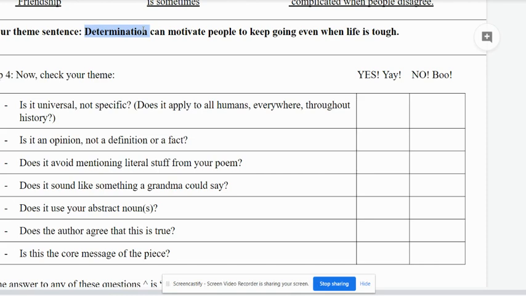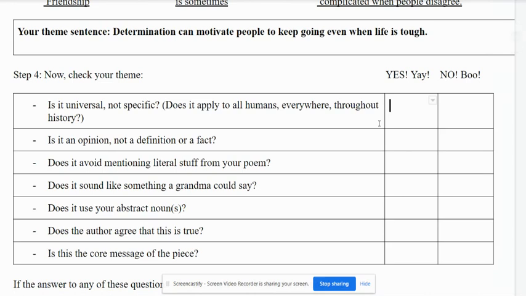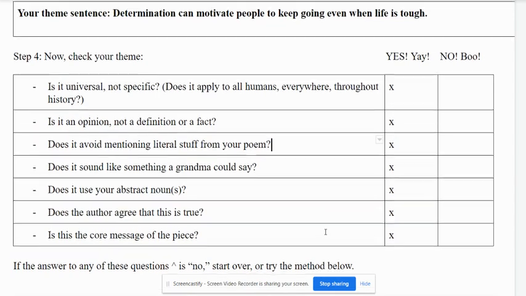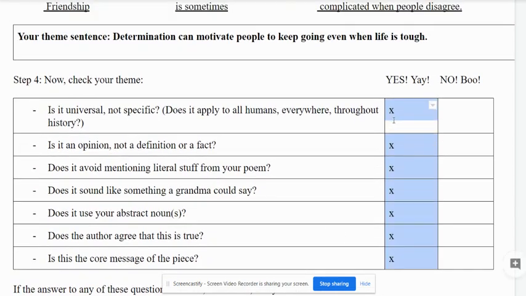And does my author agree that this is true? I'm going to stop and picture Robert Frost and think about his poem and ask myself, this is just me double checking, does he believe this? Yeah, he believes this. Is it the core message? Like, is this a poem about how determination can motivate people to keep going? Yes. So I'm going to say yes, yes, yes for all these things. And if the answer to any of those questions is no, I'm going to start over with a different abstract noun, or I'm going to try method 2, which is the method below.